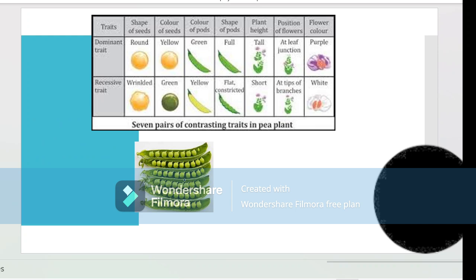This question often comes in examination: why did he only choose the pea plant? Number one, it's true breeding. True breeding means the pea plant will either be dominant or recessive. It will either show round seeds or wrinkled, but there's no intermediate. It will either have green pods or yellow pods, no intermediate color. So it has two contrasting traits. Because of these 7 contrasting traits and short lifespan, he was able to study different generations of this plant. Therefore, he used the pea plant.